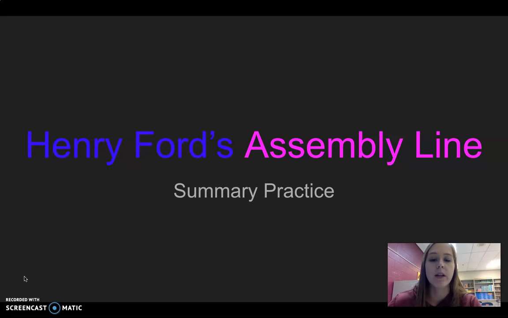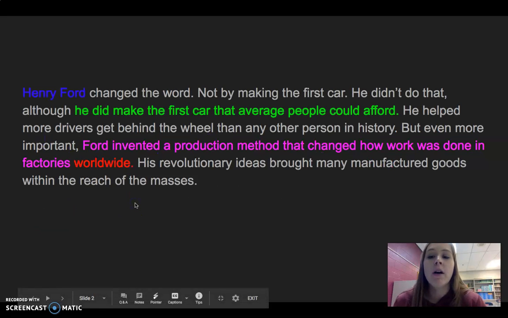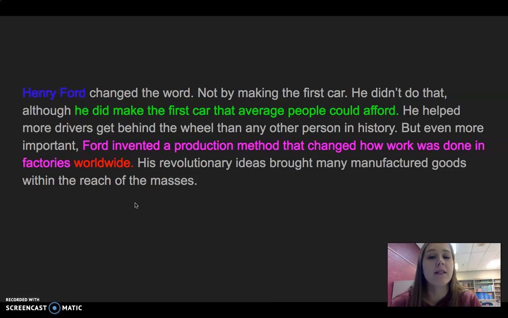Henry Ford's Assembly Line. You're going to see that Henry Ford's is written in blue because that helps to answer the question of who this passage was about. It's about Henry Ford. Assembly line is written in pink because that tells us what this passage is about. It's about the assembly line. Moving on here to the first paragraph, Henry Ford again is written in blue because that's who the passage is about. And it tells us that Henry Ford changed the world.